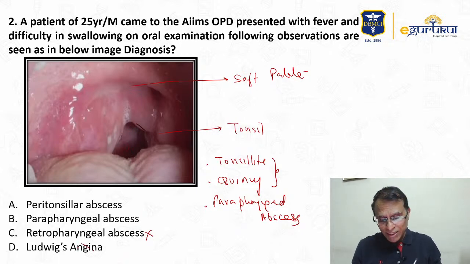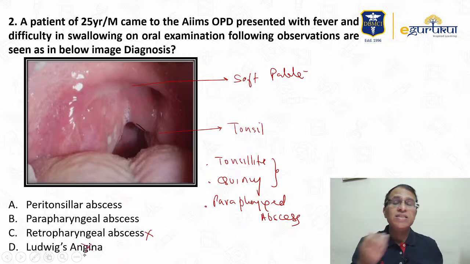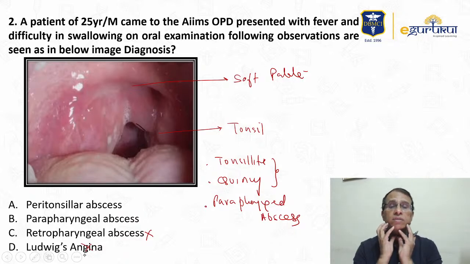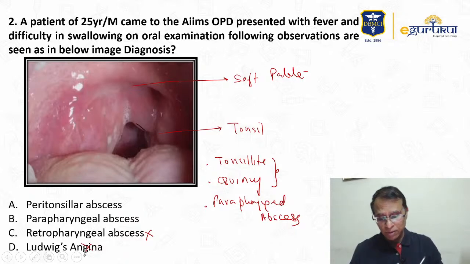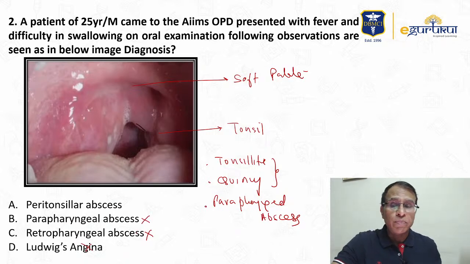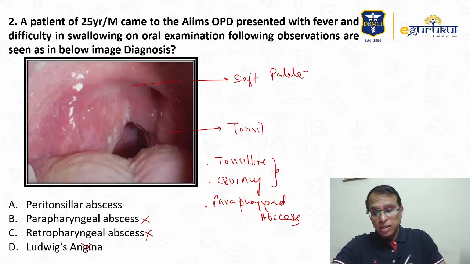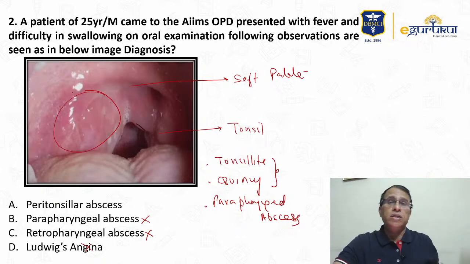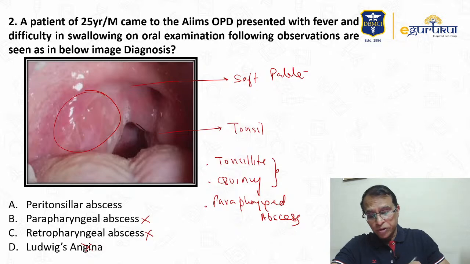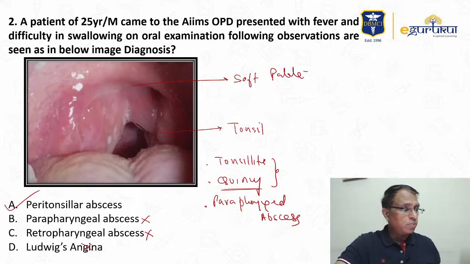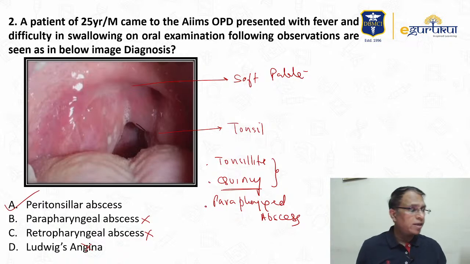And Ludwig's angina is a cellulitis of the submandibular space, this area. So this is not possible. And parapharyngeal space is not possible because I said parapharyngeal space may push the tonsil medially, but it will not cause the congestion of the tonsil. It's not an inflammation of the tonsil, and therefore peritonsillar space abscess, which is also called quinsy, is the only possible answer. Right. Everybody got it right actually.